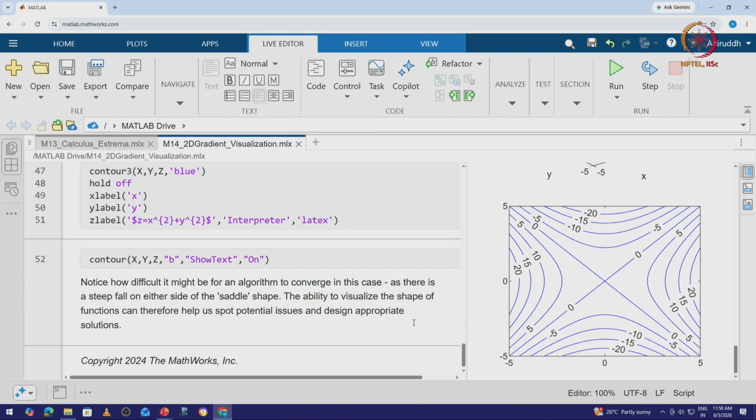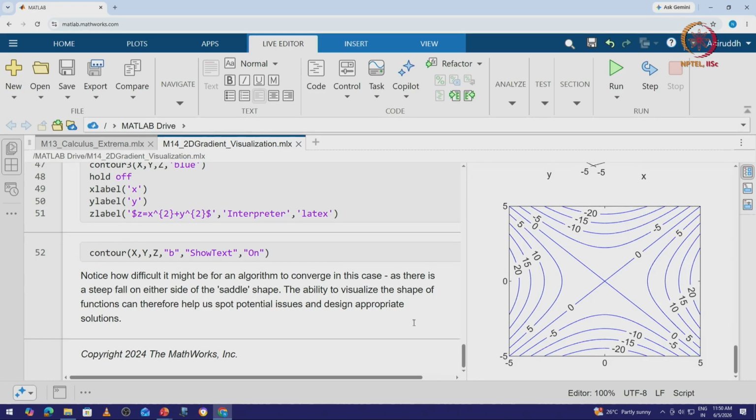And hence the ability to visualize the shape of the functions is essential for us to design appropriate solutions, and also for us to understand why a particular algorithm is failing, right? Because if I just look at the 3D plot, I can see that, okay, the algorithm should have converged, but it's not converging. I can actually look at the contour and see what is actually going on, right? Which variable is having more influence and is causing it not to converge, but to diverge.